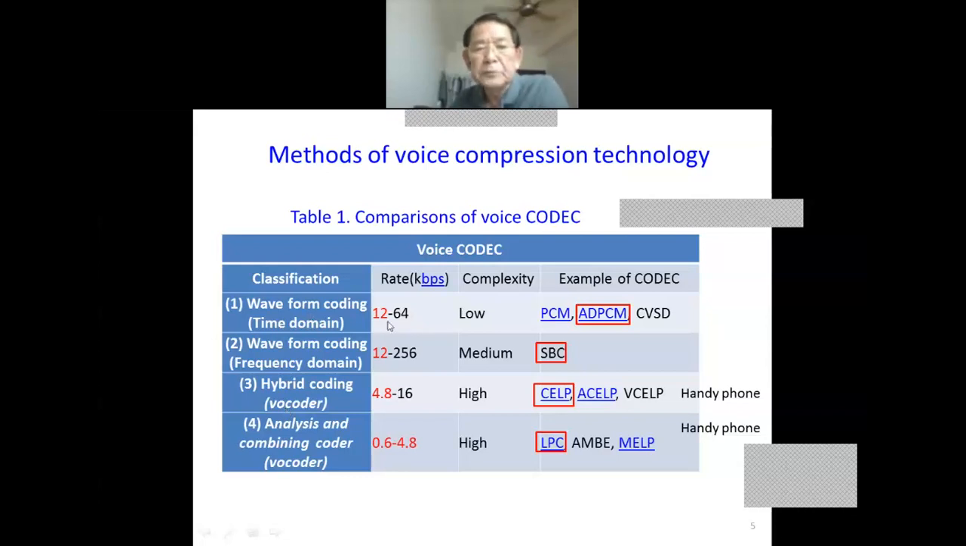This is the transmission rate. For waveform coding, the minimum transmission bit rate is 12 and the maximum is higher. For frequency domain coding, the minimum is 12, and higher is more. For hybrid coding, the minimum bit rate is 4.8 kilobit per second. Finally, the analysis and synthesis coder is only 0.4 to 4.8 kilobit. This is the most effective method.